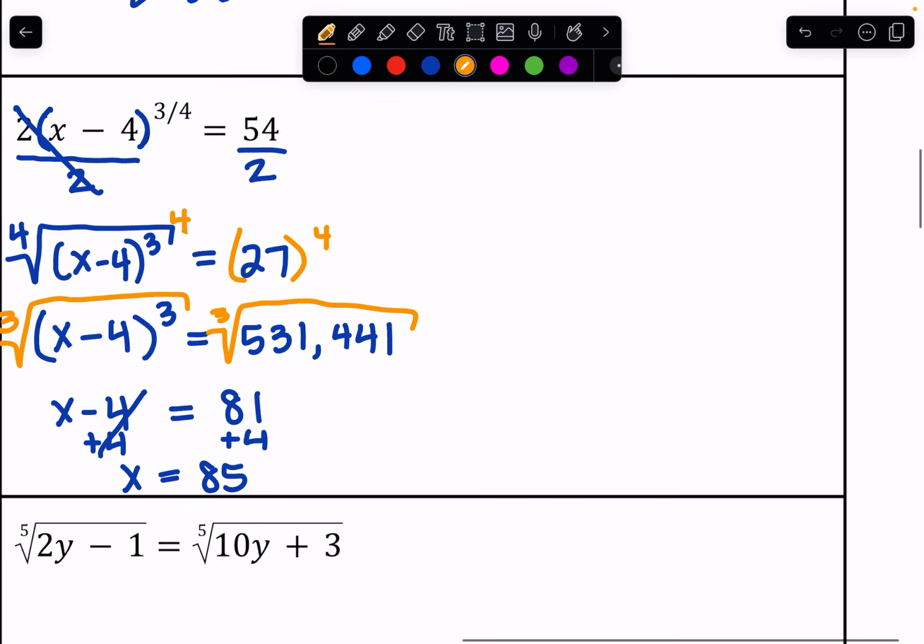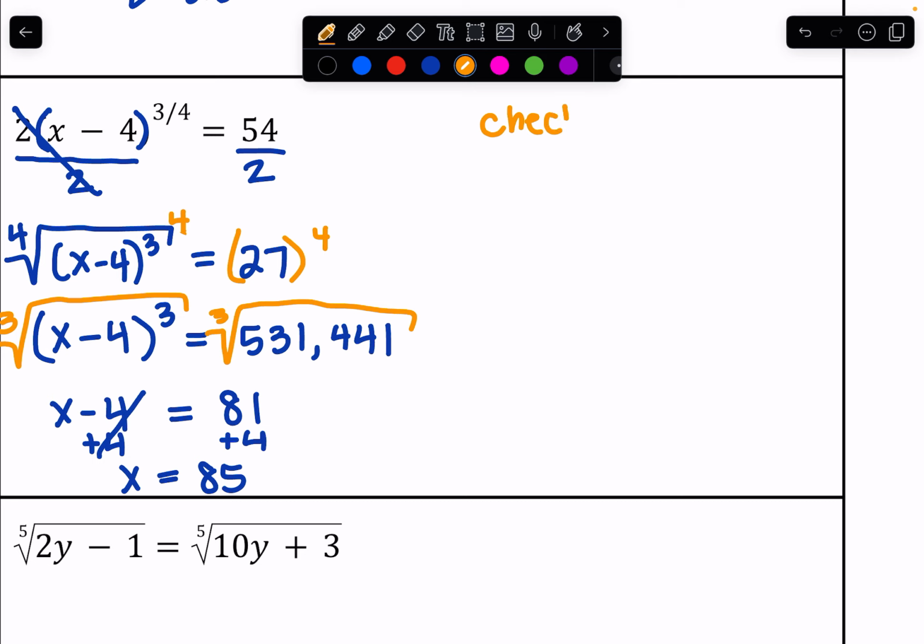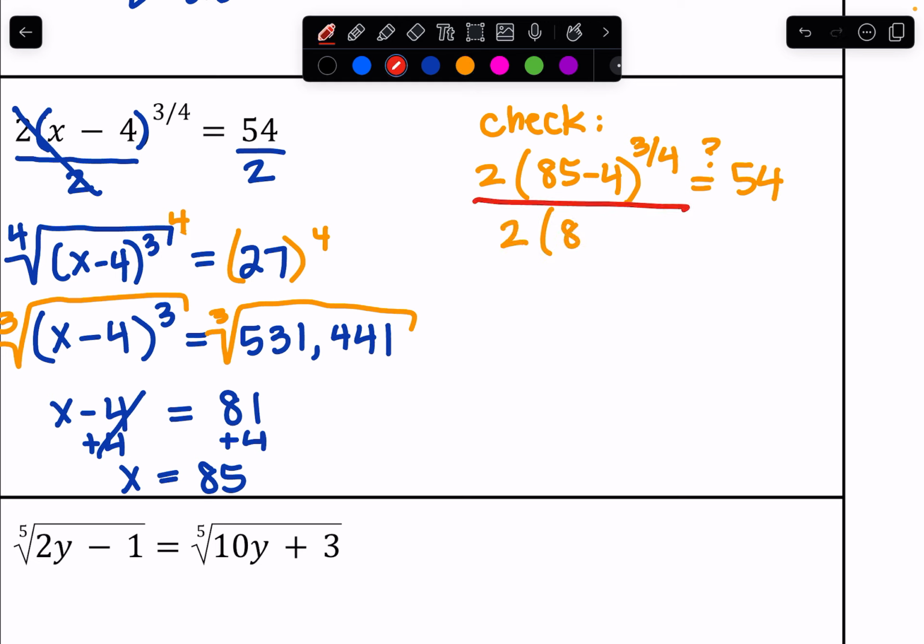We do need to check that. So check. We're going to have 2 times 85 minus 4 to the 3/4 is equal to 54, with the question mark. We don't know. What I'm going to do first is cube. Just a little bit easier to cube something. It's going to be a big number. Oh no, I lied. Sorry. Let's subtract first. I'm getting ahead of myself. Honestly, I would probably just type this in my calculator. So hopefully you know how to do that. I can probably make a video on that, but hopefully you know how to do that.